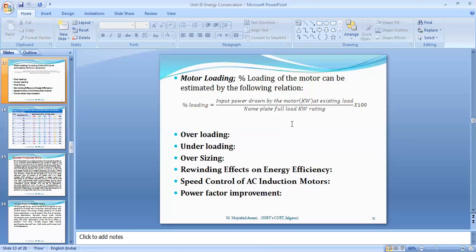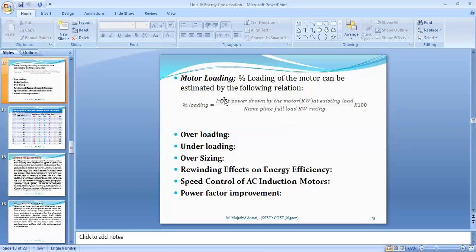So the motor loading will decide whether it is going to run in good efficiency condition and power factor. If the motor loading is small, less than 50% or 60%, definitely the working power factor of the motor will be poor, as well as the efficiency of the motor will be poor. So in this context, we have to calculate the loading of the motor. Each and every motor should be tested.